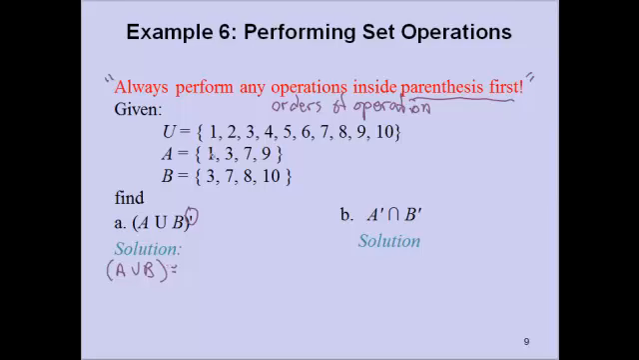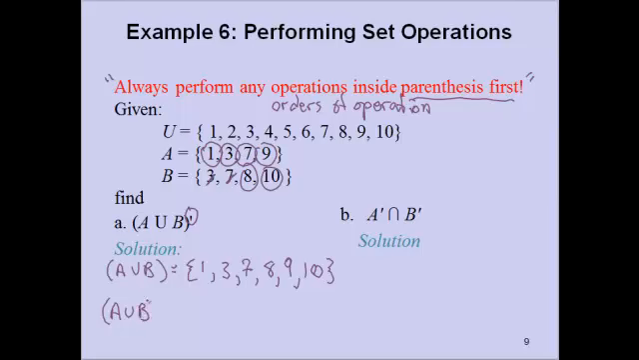So A union B is going to be 1, 3. The 3 shows up in both, but I only need to write it once. 7, the 7 shows up in both, so I only need to write it once. 8, so I go in order. 9, and then here's 10. So that's A union B. So I put those two sets together. Now I need to take the complement.